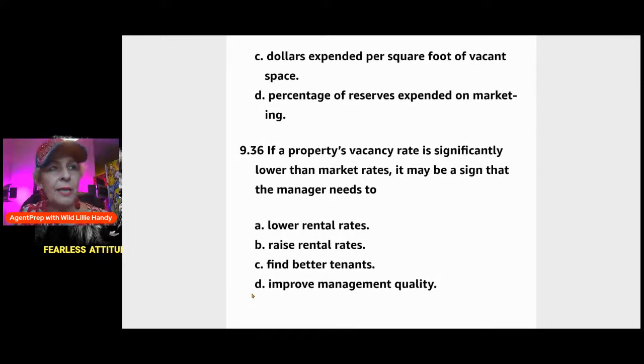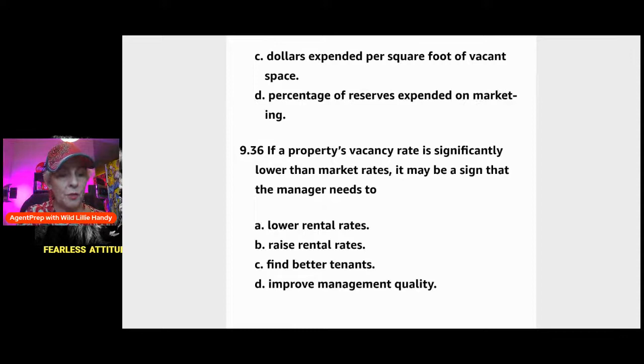All right, number 36. If a property's vacancy rate is significantly lower than market rates, it may be a sign that the manager needs to what? A, lower rental rates, B, raise rental rates, C, find better tenants, or D, improve management quality. So if a property's vacancy rate is significantly lower than market rates, it may be a sign that the manager needs to... Yes, the answer is B. Awesome.